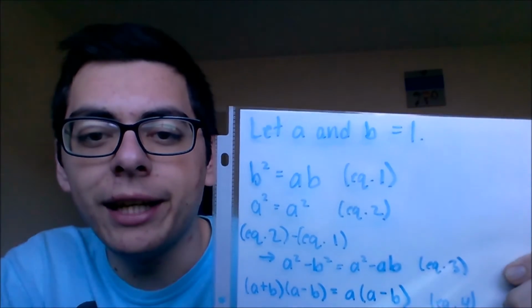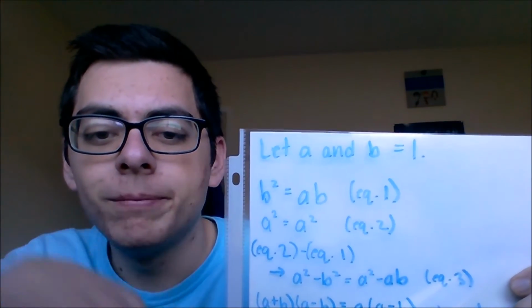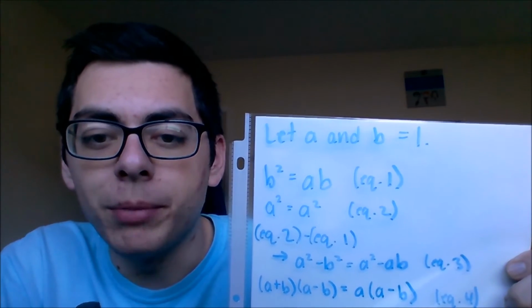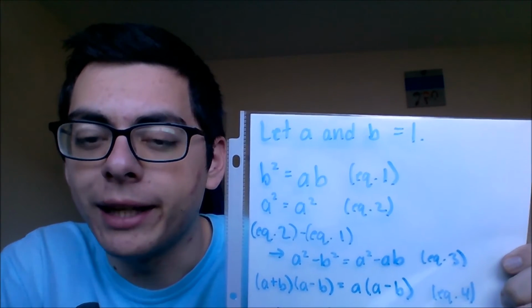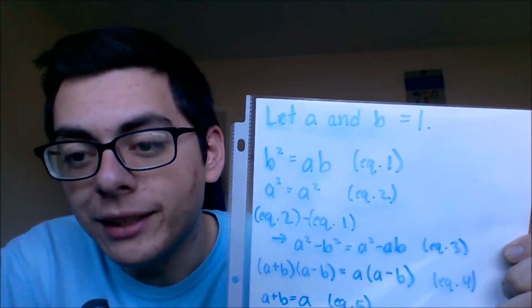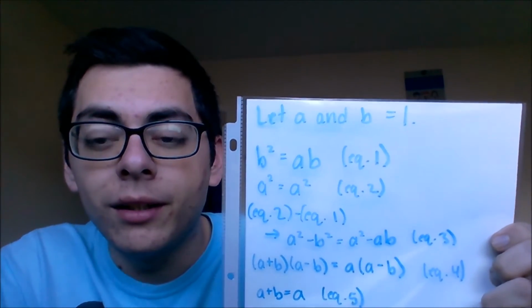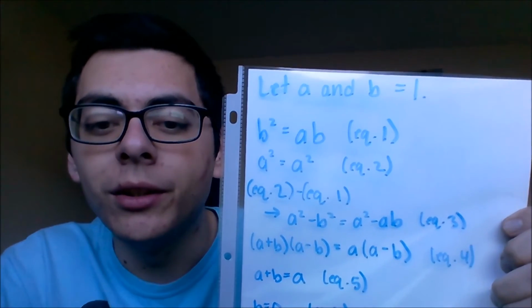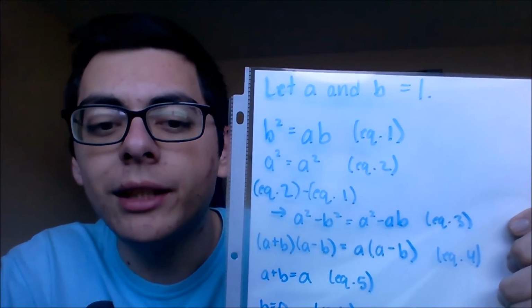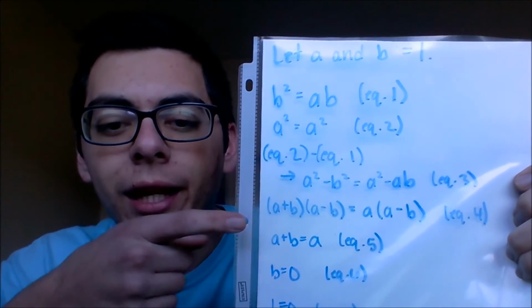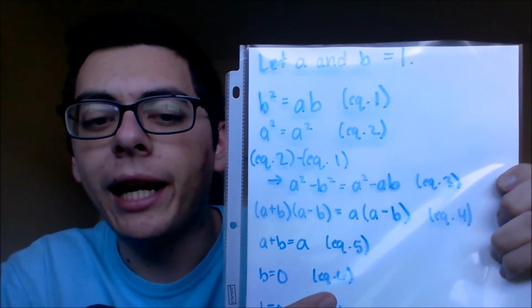For example, if I divide by 0, then I can prove that Winston Churchill was a carrot. To start that proof, we're going to say A and B are equal to 1. Then, because A and B are both the same, B squared is equal to AB. That's equation 1. And since A is equal to itself, A squared is equal to A squared. That'll be equation 2. Now if we subtract equation 1 from equation 2, we get that A squared minus B squared is equal to A squared minus AB. Now we can factor both sides and we get that A plus B times A minus B is equal to A times A minus B.